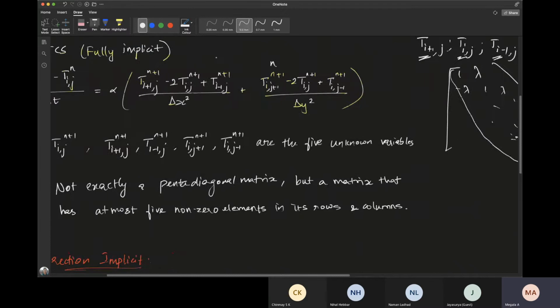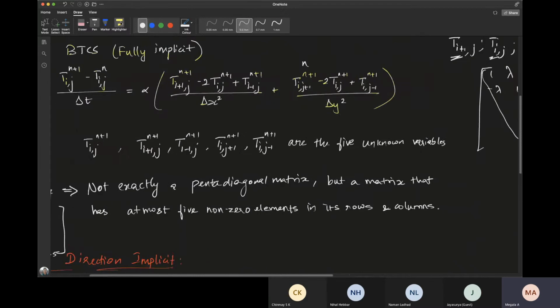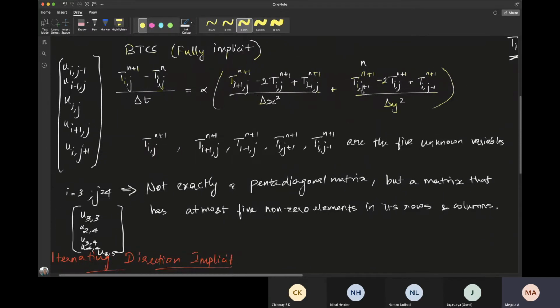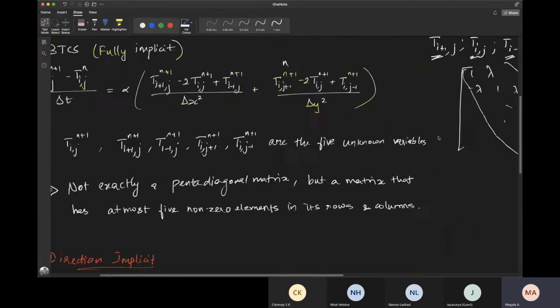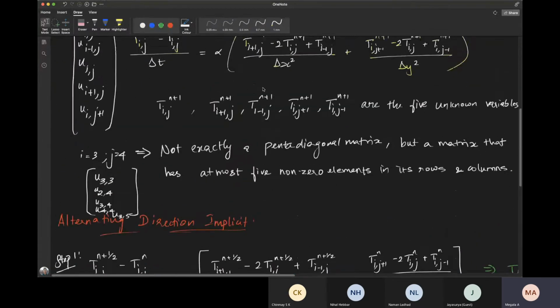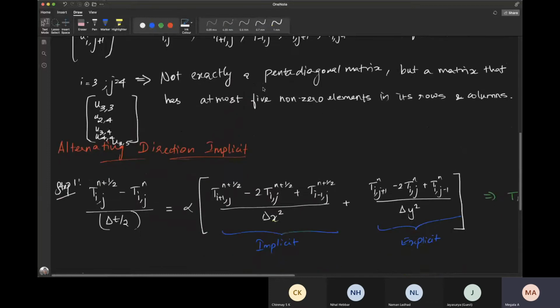So that way, when one of the central differences is evaluated at a later time step, whereas the other one is evaluated at the current time step, then you can have a tridiagonal matrix system and you can solve it easily compared to the pentadiagonal system. And it's not actually pentadiagonal; it's a kind of matrix with at most 5 non-zero elements in each row or column.